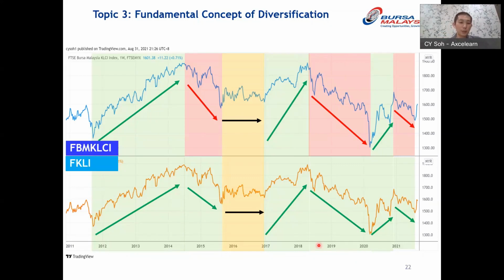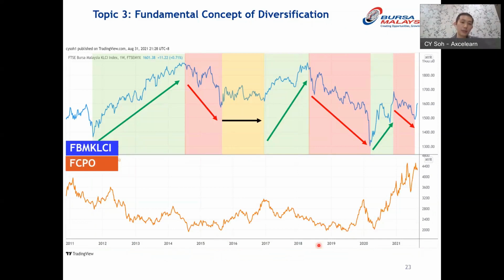So here we do not have diversification benefits, but you can actually protect your portfolio by hedging against your stock market. Okay, so later on, in the last chapter, I'm going to share with you how you can do that. So here, in simple terms, FKLI has a very high correlation with FBMKLCI.